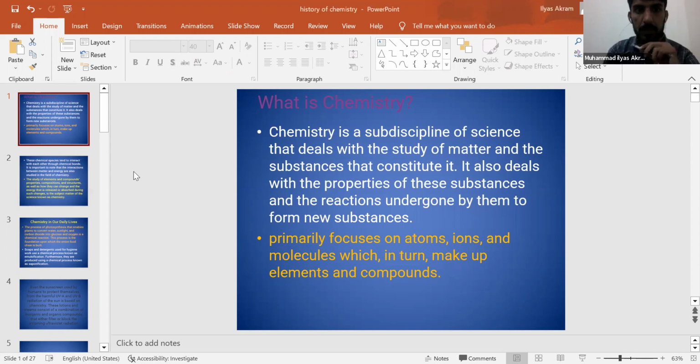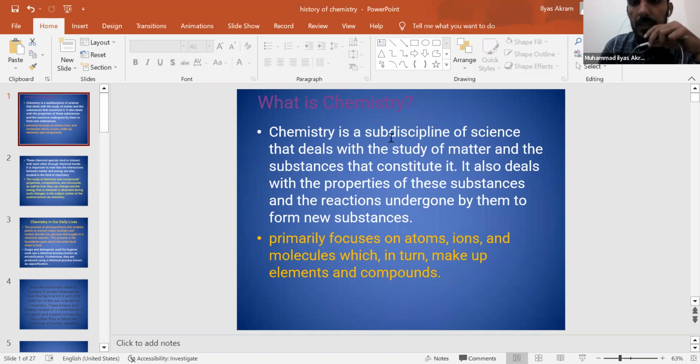Okay, today we will discuss the scope of chemistry and the background or history of chemistry, from where the disciplines of chemistry came. So first of all, we will discuss what chemistry is and what we study in chemistry. Generally, when we discuss its definition, chemistry is simply a sub-discipline of the sciences.